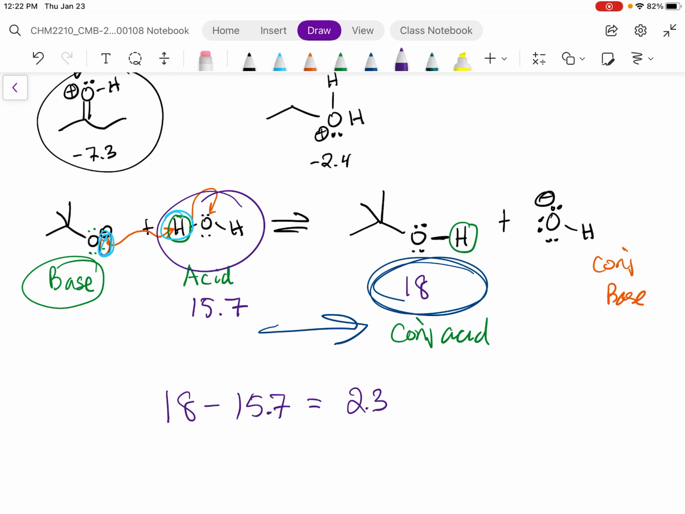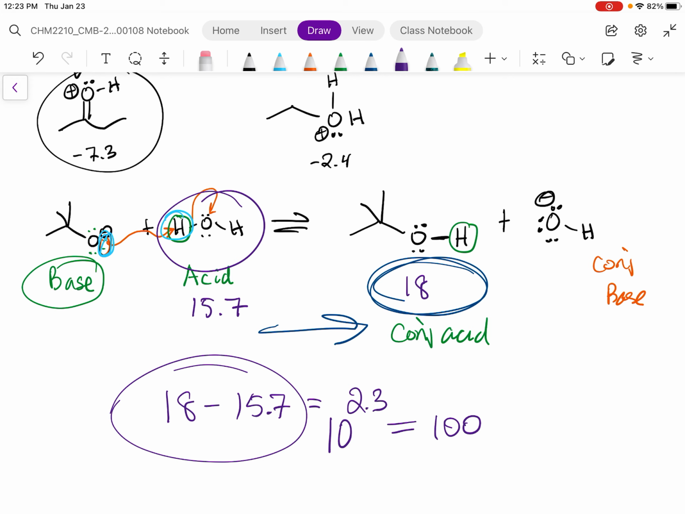2.3. So this is not the answer. It is not 2 times more favored to the right. That's an incorrect statement, because these values right here are logarithmic. pKa's are what? The negative log of a Ka. So it's logarithmic, which means we have to actually raise that 2.3. It's 10 raised to 2.3. So approximately, what does that number equal? 10 raised to the 2 is 100.